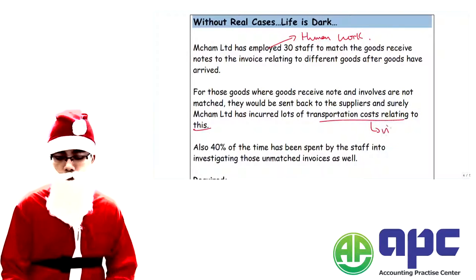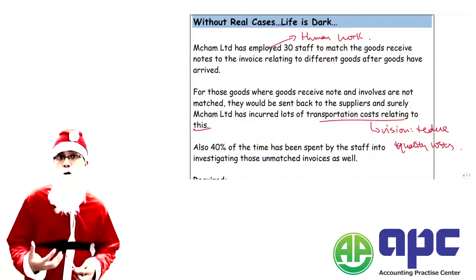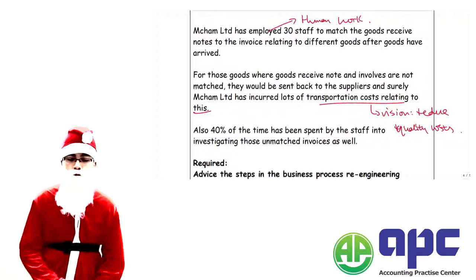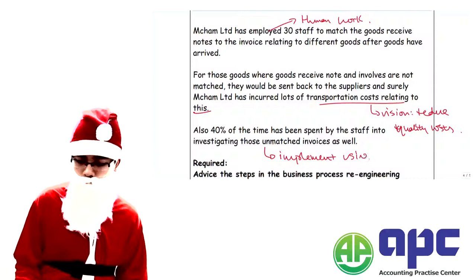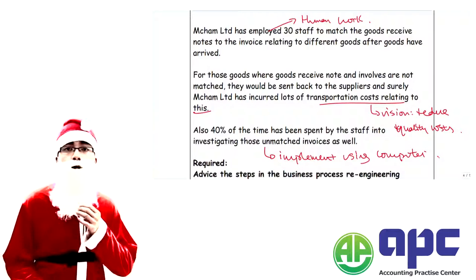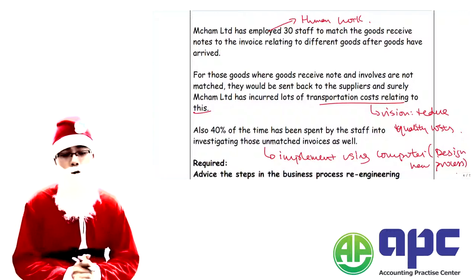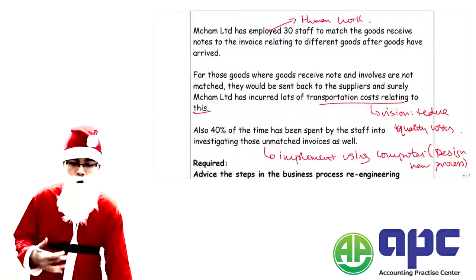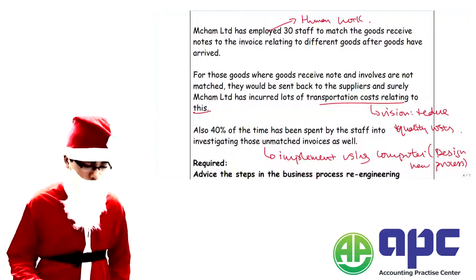Hence our aim is to reduce the quality costs, and that's the reason why we use the BPR approach to improve the business processes. And 40% of the time is spent by the staff investigating those unmatched invoices as well, and surely we can implement it using the computer. So that would be the design of the new process. If we were to allow the computer to do that rather than allowing the staff to do that, that would be an example of business process re-engineering.